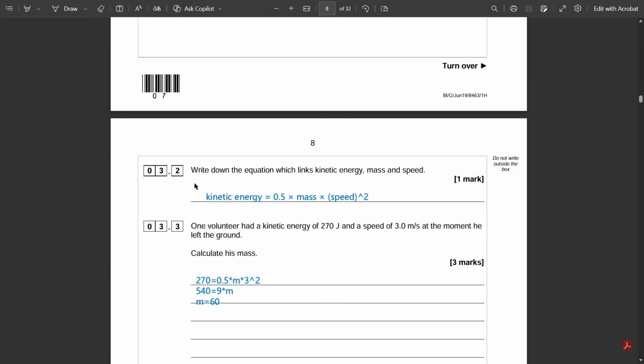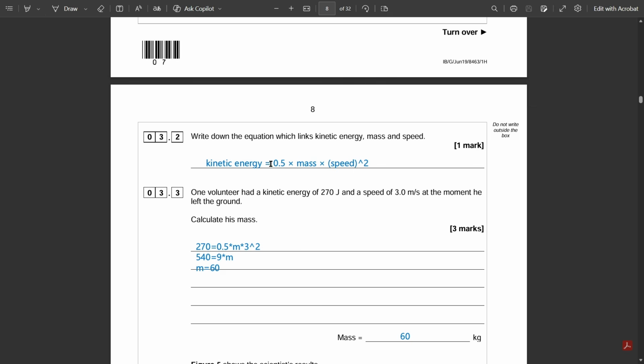And then we're asked to write down the equation which links kinetic energy, mass and speed, and that is kinetic energy equals 0.5 times mass times speed squared. And then we're told one volunteer had a kinetic energy of 270 joules and a speed of 3 meters per second at the moment he left the ground. We're asked to calculate his mass. Once again, it's just plugging the numbers in. 270 equals 0.5 times mass times 3 squared, which is 9. And then you just rearrange, multiply by 2, divide by 9, and you get a mass equals 60. Like, just think about how many questions so far have just been rearranging equations. If you know how to rearrange equations, physics is easy.